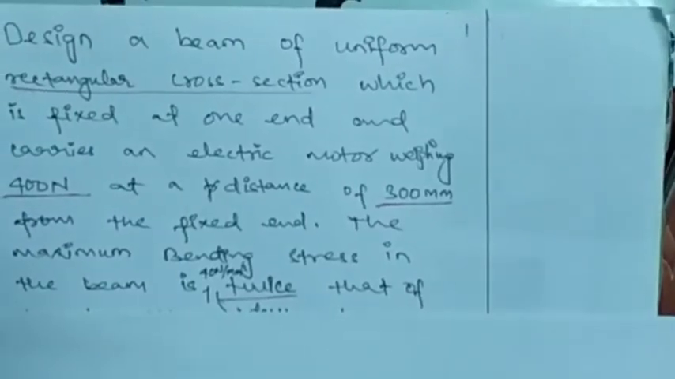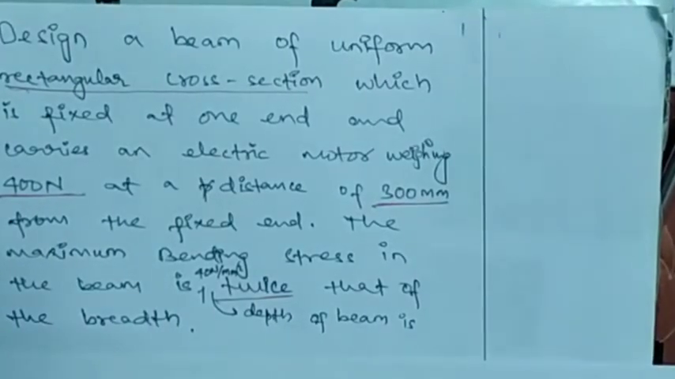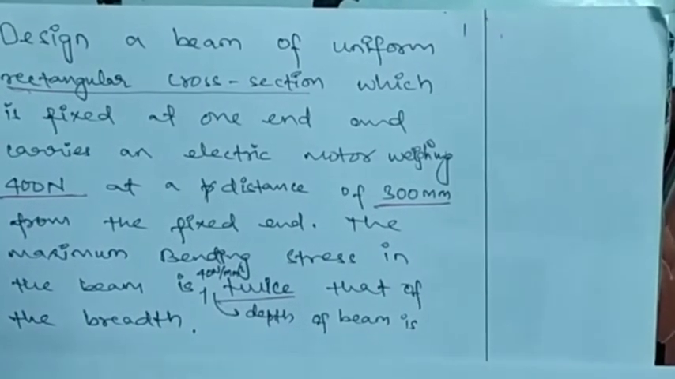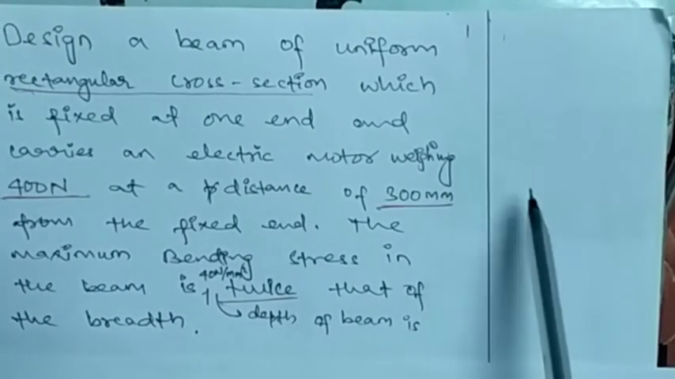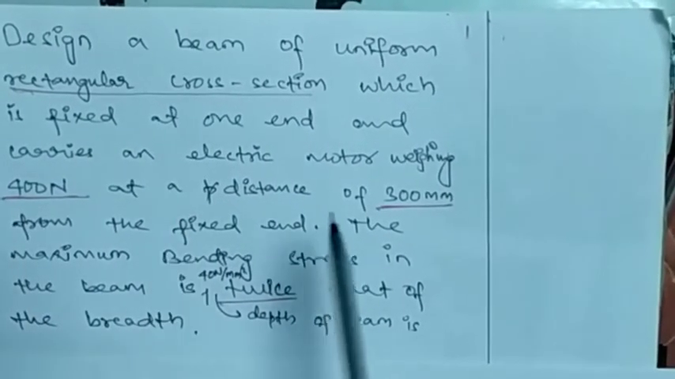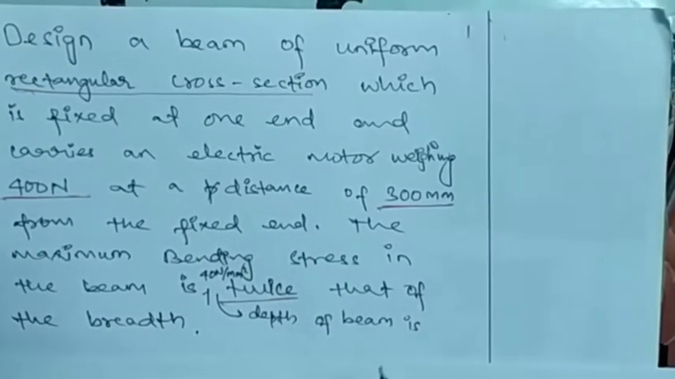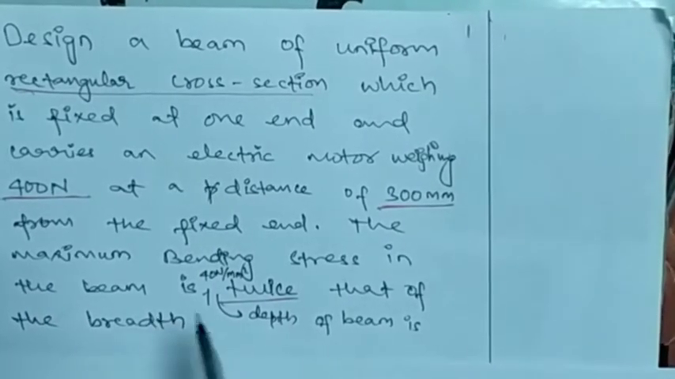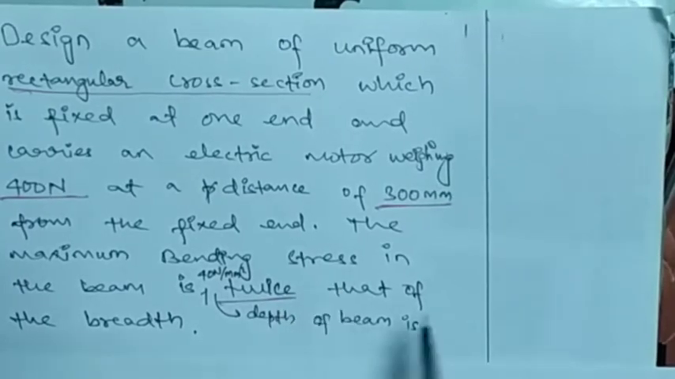The question says: design a beam of uniform rectangular cross section which is fixed at one end and carries an electric motor weighing 400 Newton at a distance of 300 millimeter from the fixed end. The maximum bending stress in the beam is 40 Newton per millimeter square and the depth of the beam is twice that of the breadth.